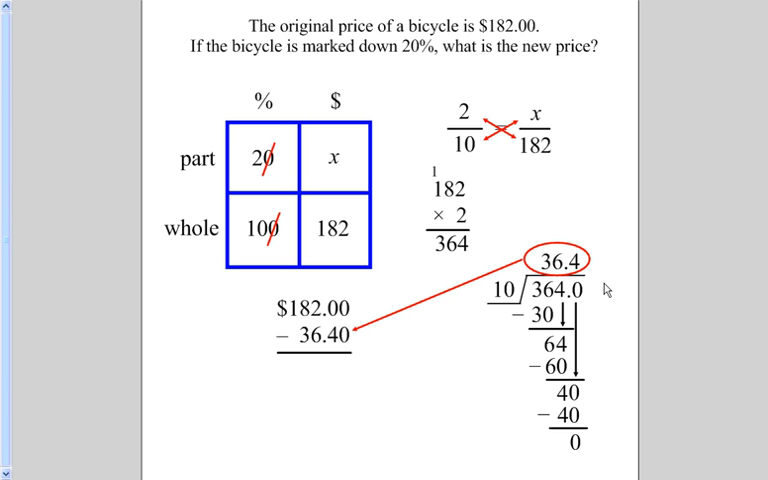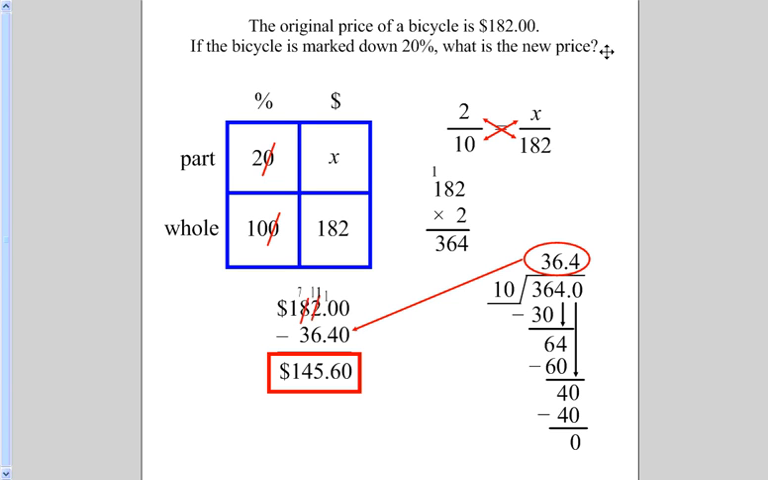$36.40. To solve this, we need to do some regrouping. Go ahead and do that. We go through the process and solve it, and we can see that our answer is $145.60.